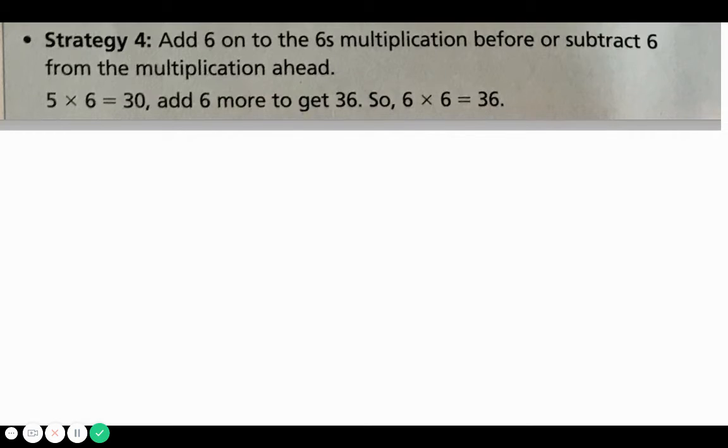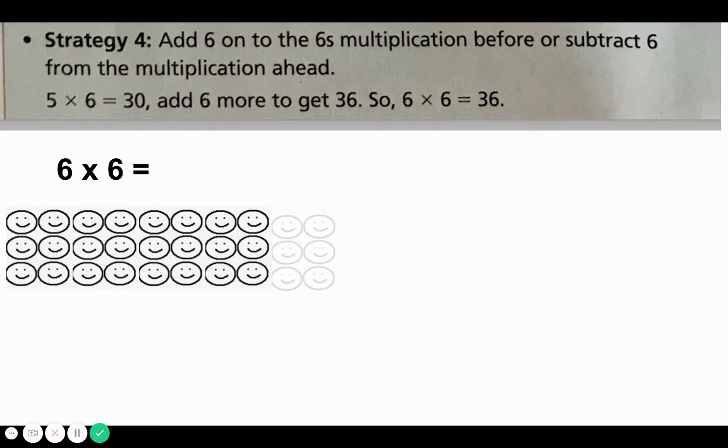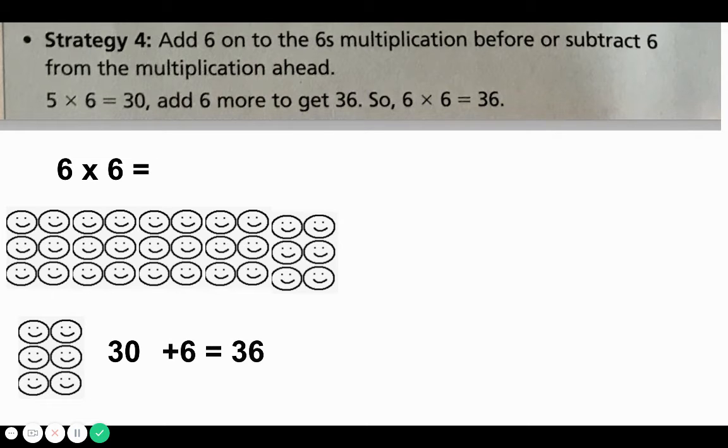And the 4th strategy we're going to look at is you can either add 6 on to the 6's multiplication before or subtract 6 from the multiplication ahead. Now this sounds very confusing, but pay attention. It's not really. So we're looking for 6 times 6. Let's do 1, 2, 3, 4, 5 groups of 6 equals 30. We need one more group of 6. Add 6 on, 36. That's pretty much what we did in that first strategy.